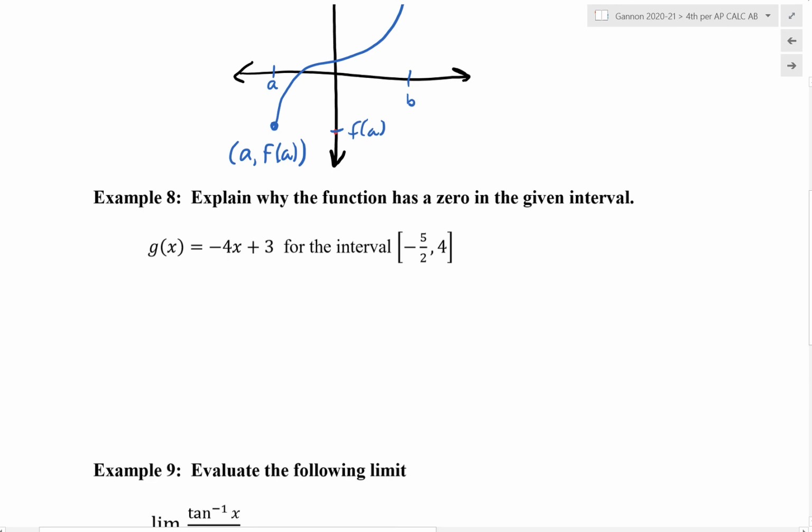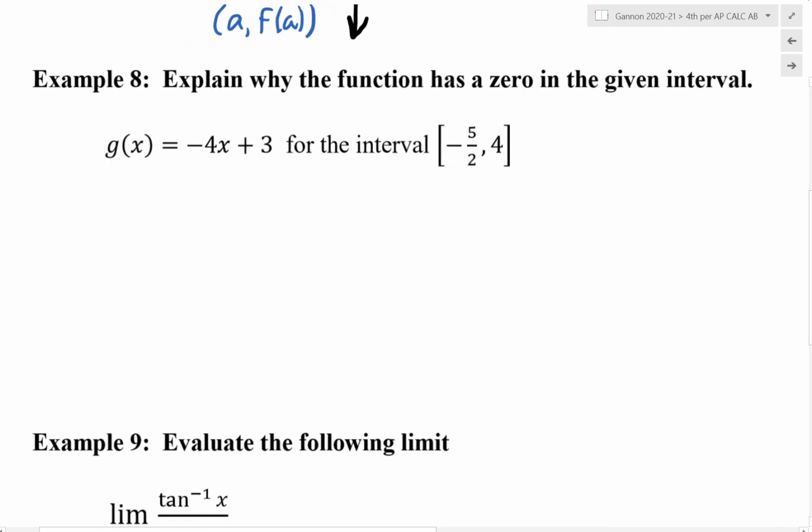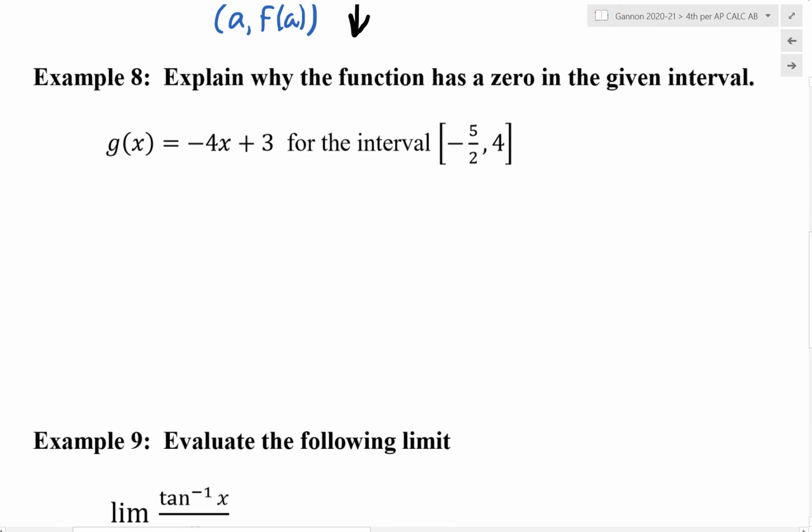It says, explain why the function has a 0 in the given interval. We have g of x is equal to negative 4x plus 3. And we want to prove it for the interval from negative 5 over 2 to 4. Well, what we know, hopefully, is that this is a linear function, and linear functions are continuous for all real numbers. So we're going to go ahead and evaluate the function at each endpoint.